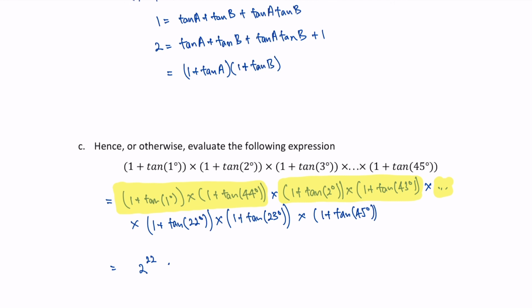Great. And finally, we've got this last term here, which is 1 plus tan of 45. But tan of 45 we know is 1, right? Tan of pi on 4 is 1. So 1 plus 1 is 2. And so this is just 2 to the 22 times 2, which is 2 to the 23. And that's parts B and C.